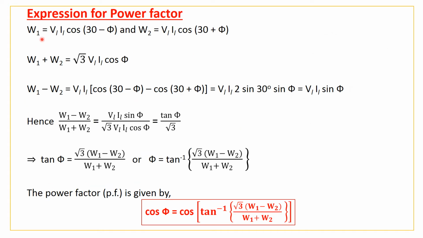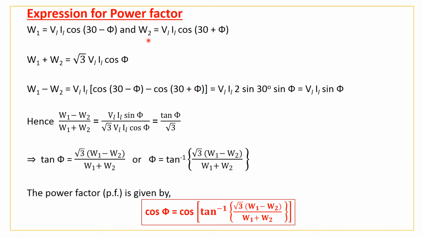Now we will derive the expression for power factor. So already we know that W1 is VLIL cos 30 minus 5 and W2 only small change. So this minus will be plus. Therefore W2 is equal to VLIL cos 30 plus 5. So after deriving, we got W1 plus W2 as root 3 VLIL cos 5, which is 3 phase power, right? So now we have already derived W1 plus W2. It is next step to find W1 minus W2. Earlier it was plus, now I am going to find minus.